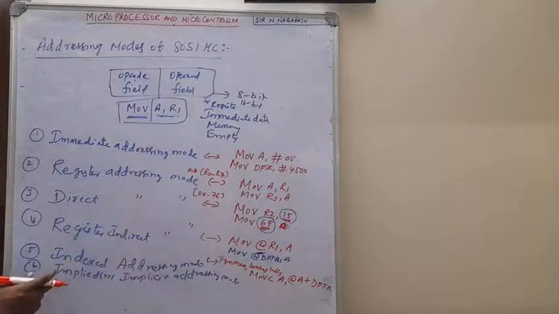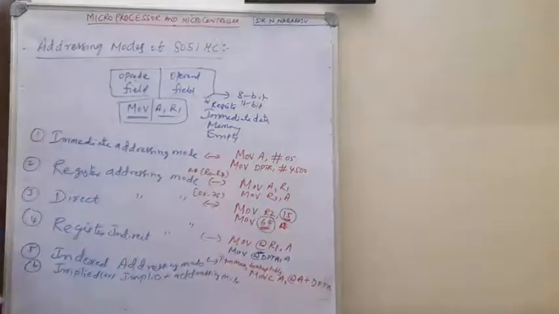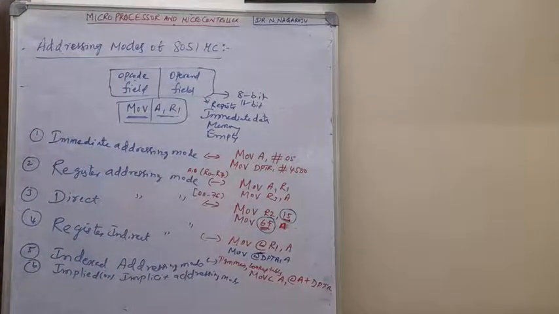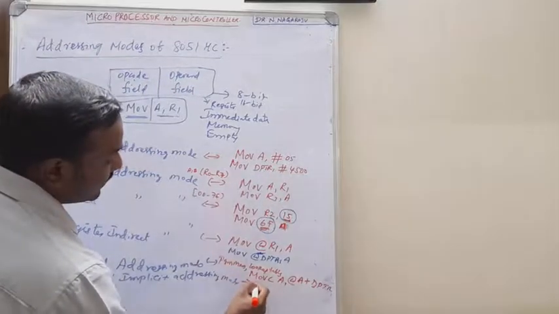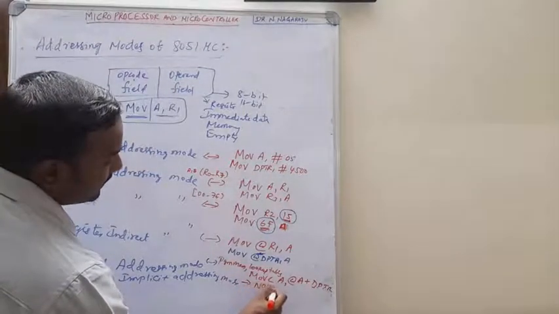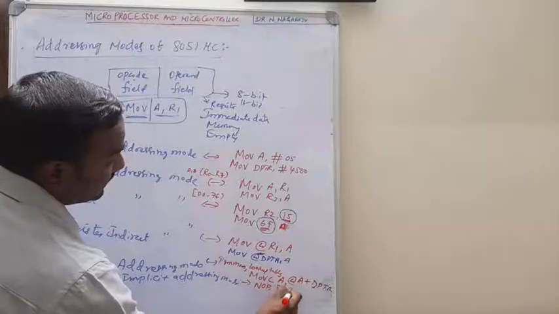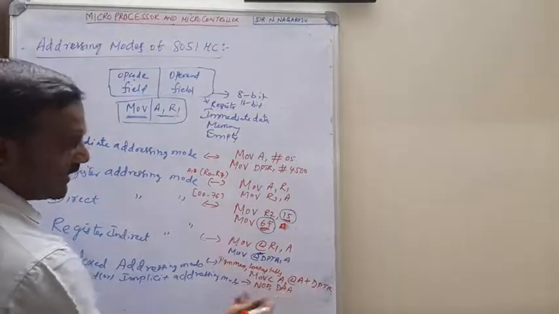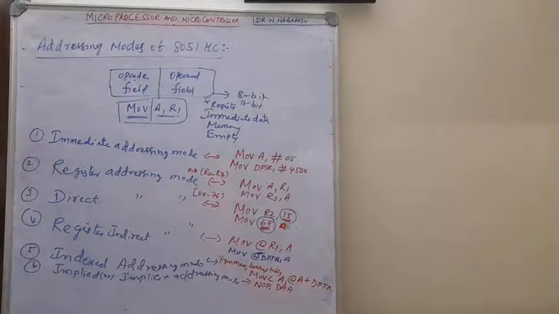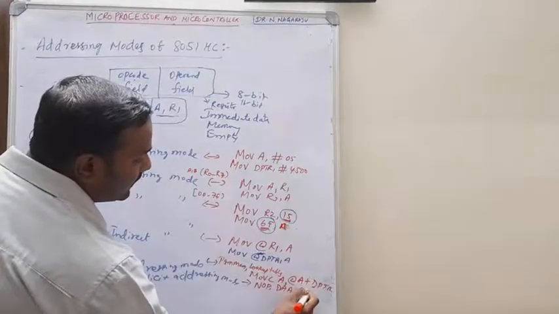So this type of addressing mode is the indexed addressing mode. Then implied or implicit addressing mode means the instruction does not contain any operand. For example, NOP operation or DAA operation. NOP does not contain any operand, only a single instruction. DAA also has no operand. So that is implied.